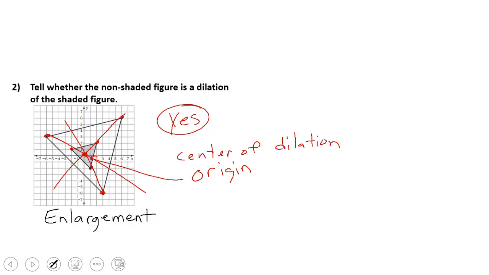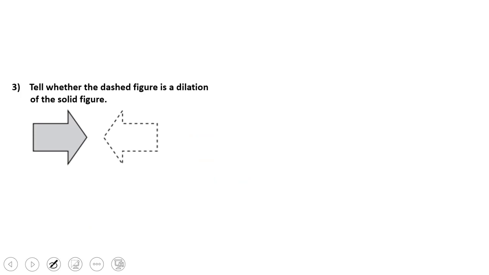So yes, the non-shaded figure is a dilation of the shaded figure, and it is an enlargement because it is bigger. So go ahead and test it out for yourself and then meet me for example number 3. So now in example number 3, when we tell whether the dashed figure is a dilation of the solid figure, the first thing we're going to say to ourselves is, well, they look exactly the same size. If I'm going to make something larger or smaller, then the dilation can't exist if they're exactly the same size. So we already are recognizing that no, this is not.